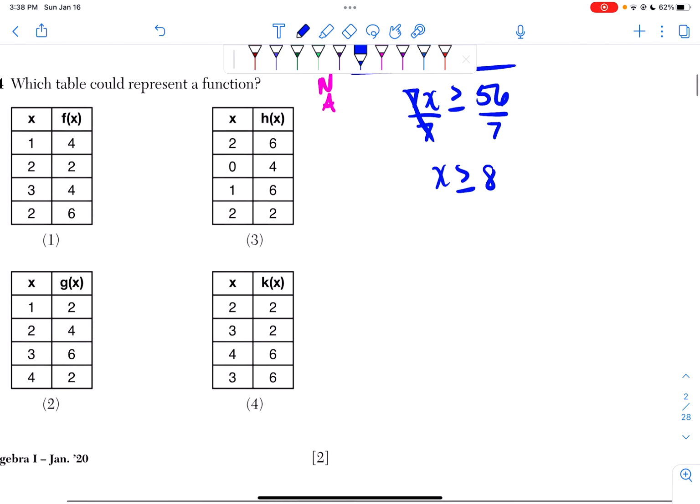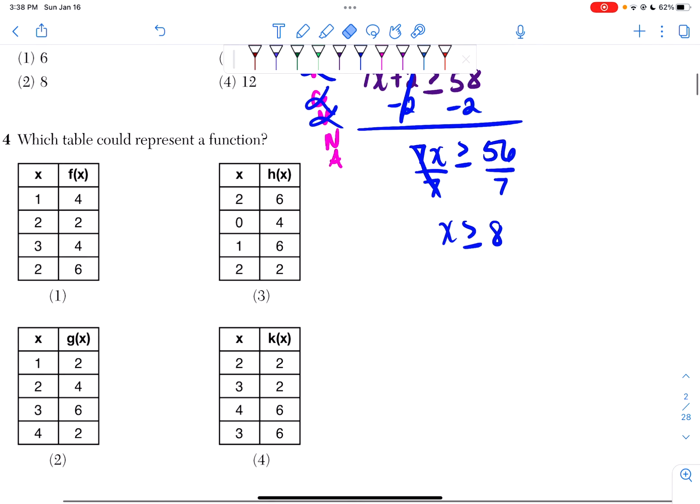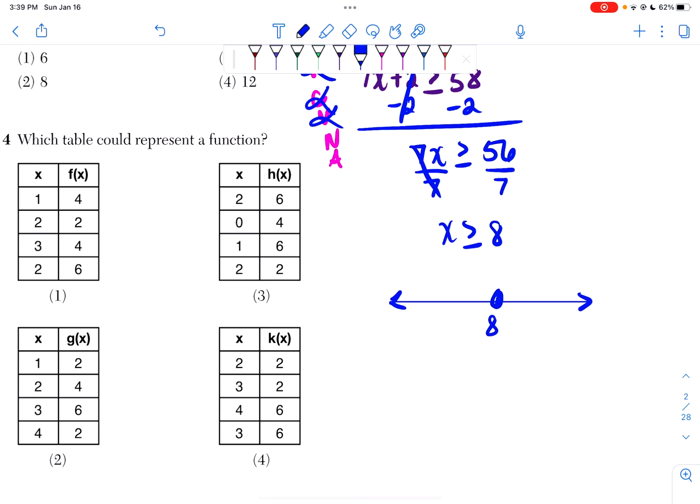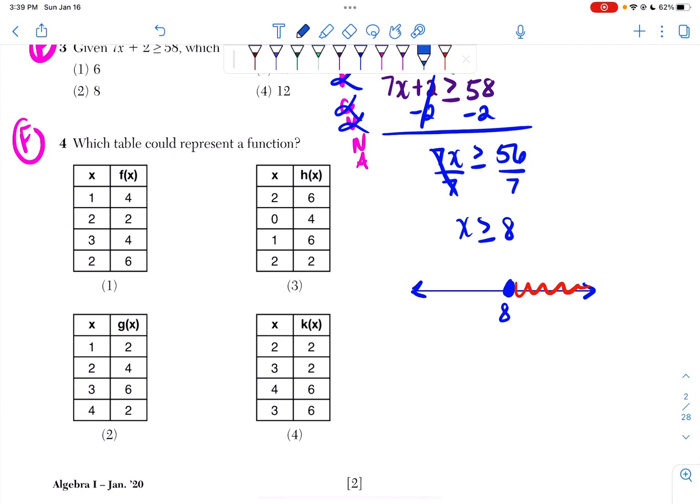equal to 8. So if I were to graph this solution on a number line, it would look something like this. I'd have a closed circle, and I would shade all the way to the right. So all of these numbers right here are in my solution. So I can have like a 9, a 10, an 11, a million, whatever. However, if I have like a 0, that would not be in my solution because it's not shaded.